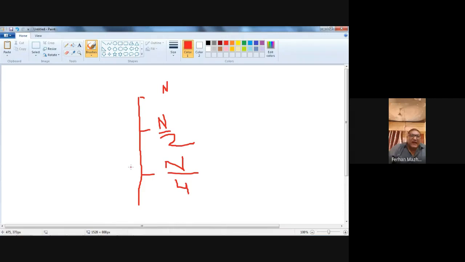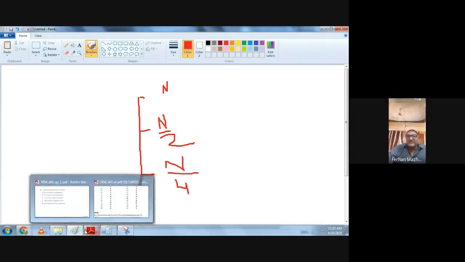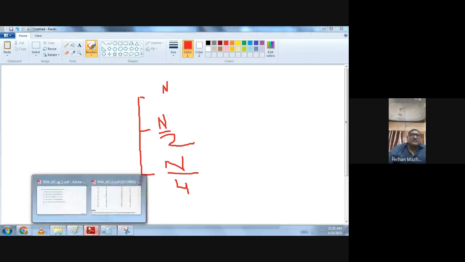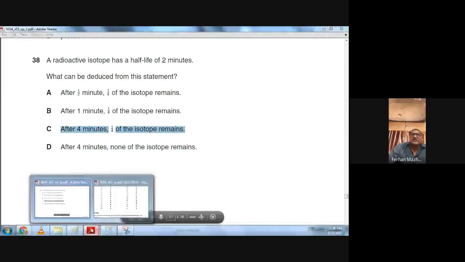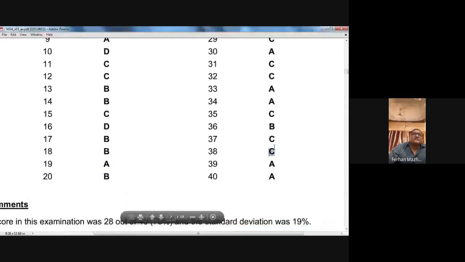Every half-life is 2 minutes, so 2 half-lives means 4 minutes. After 4 minutes, how much sample will be left? N by 4, 1/4 of the original. So after 2 half-lives, which means 4 minutes, 1/4 of the original will be left. So that is the answer. After 4 minutes, 1/4 of the isotope remains. So question number 38, C is the right answer.